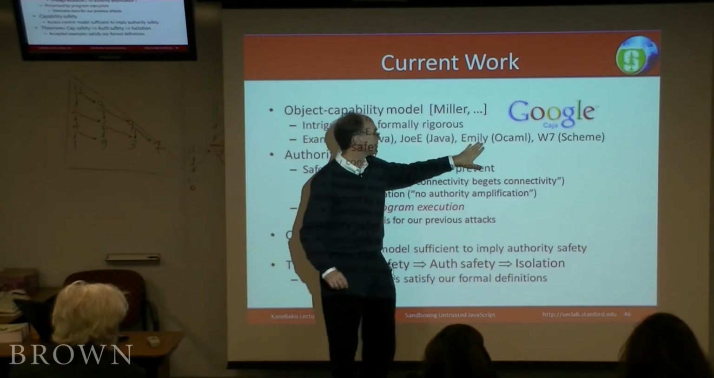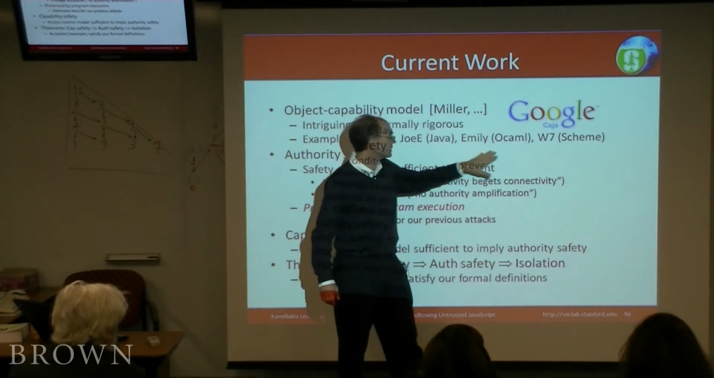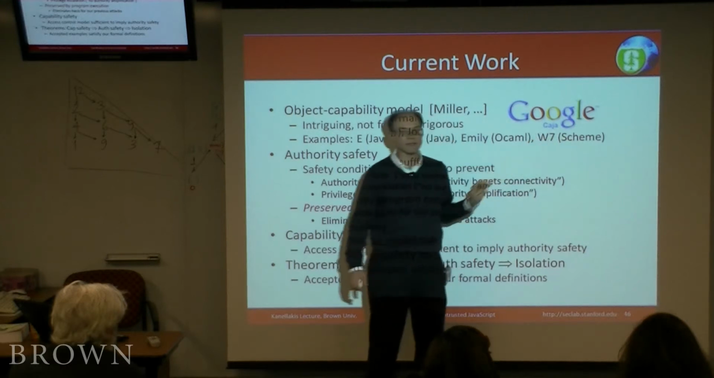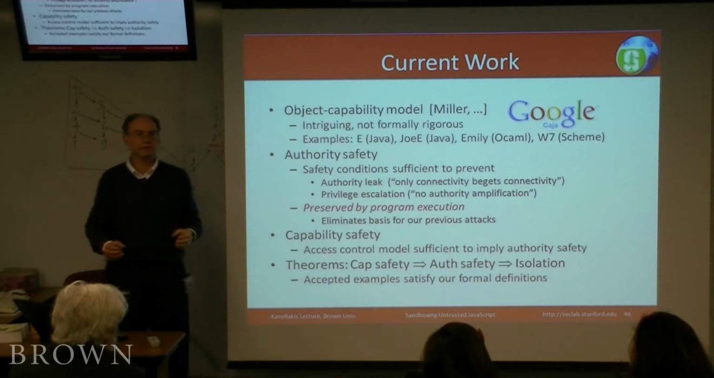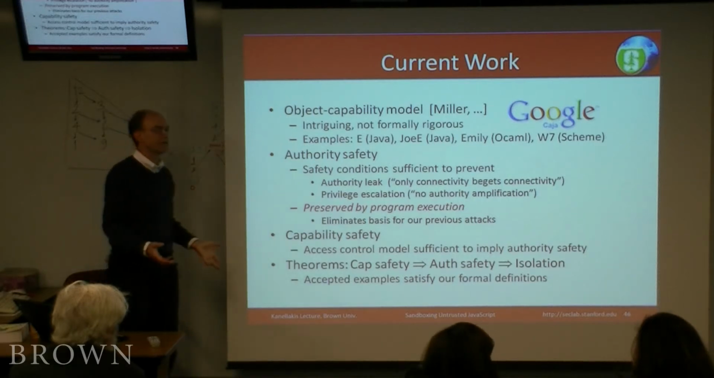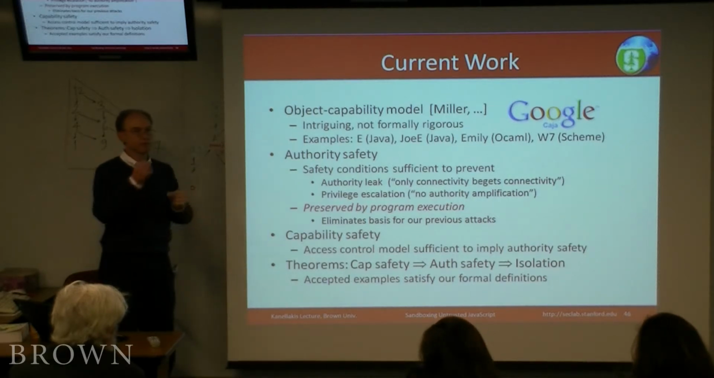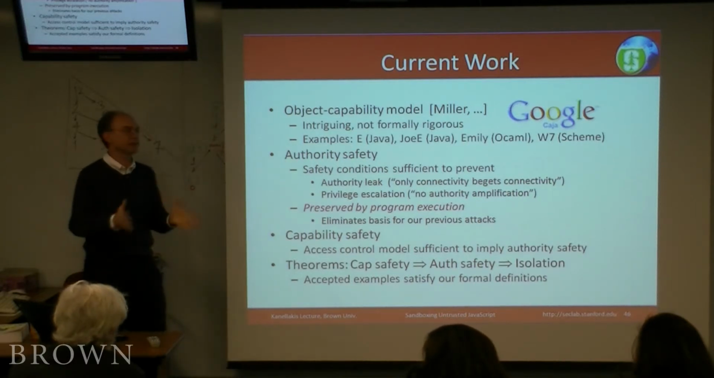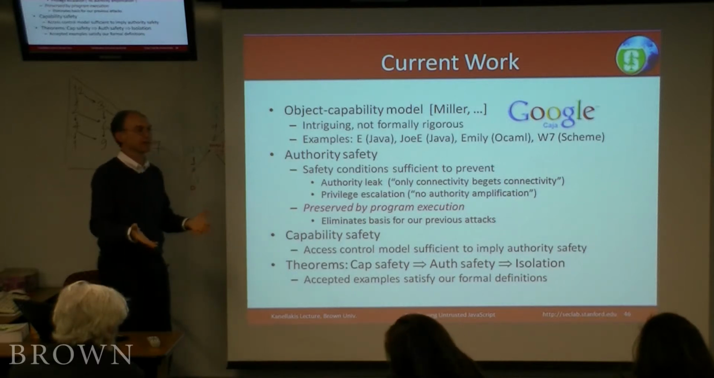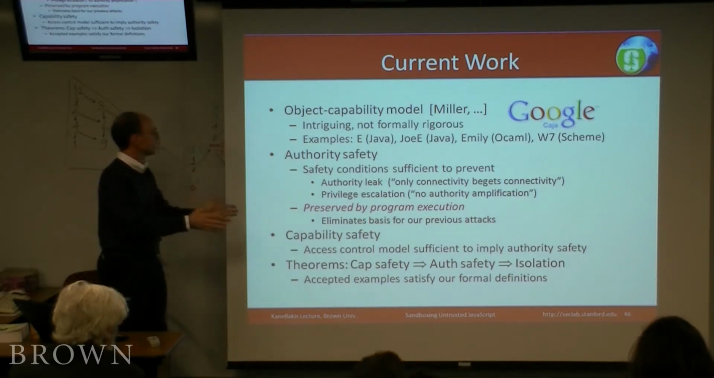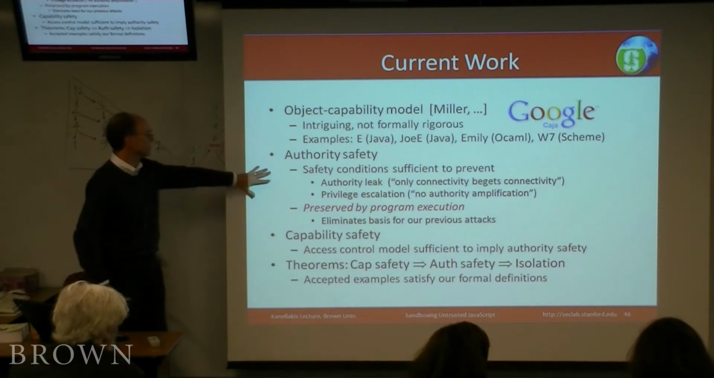Emily is a subset of OCaml that's meant to be capability safe, and W7 is a scheme-based capability safe language. The idea of capability safety is that code can do things only through explicit references that are granted to that code. There's no way to access data that you're not explicitly passed at the beginning of execution.